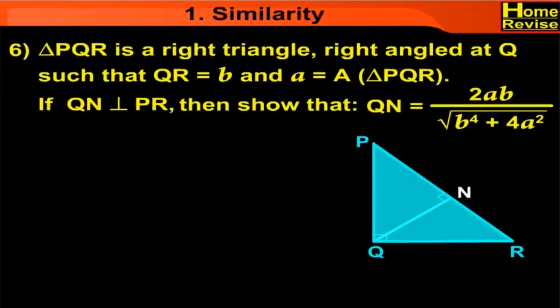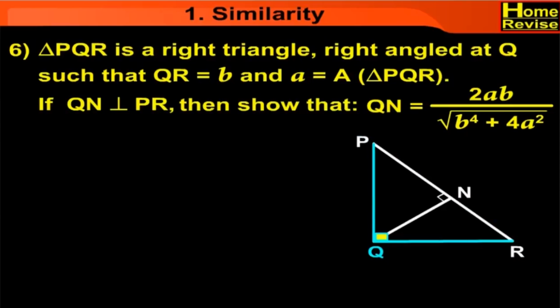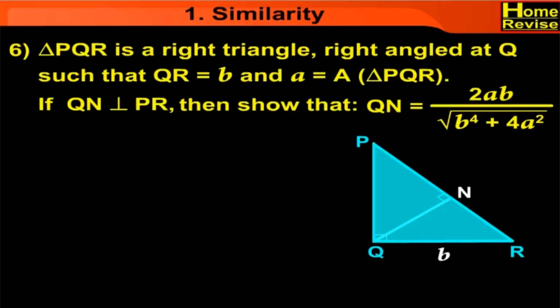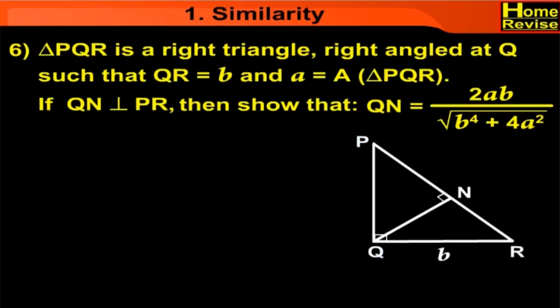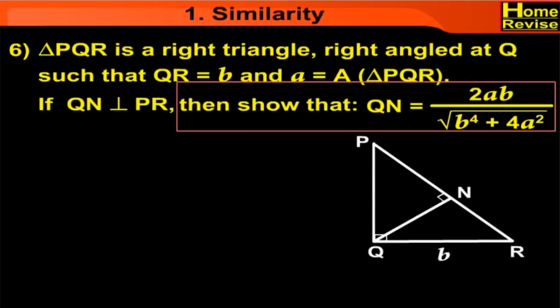Triangle PQR is a right triangle, right angled at Q, such that QR is equal to b and A is equal to the area of triangle PQR. If QN is perpendicular to PR, then show that QN is equal to 2ab upon square root of b raised to 4 plus 4a square.